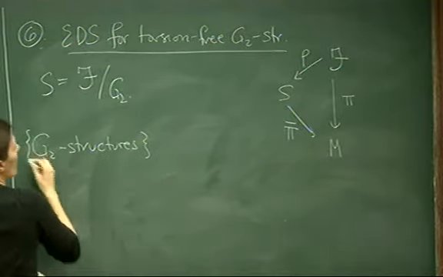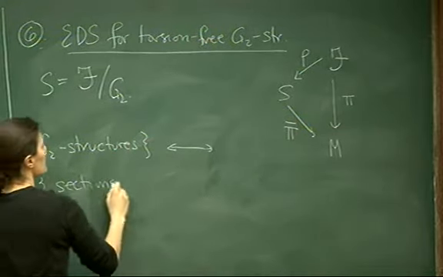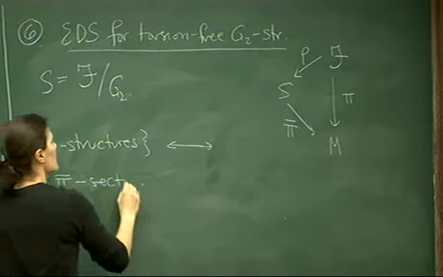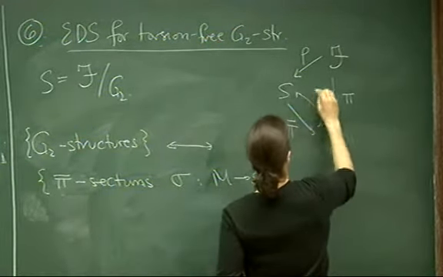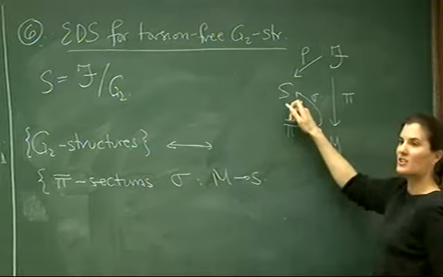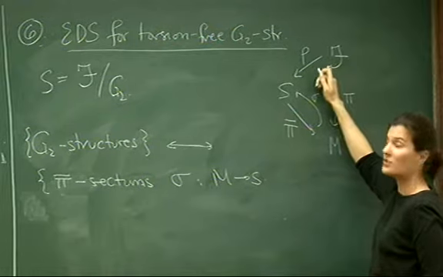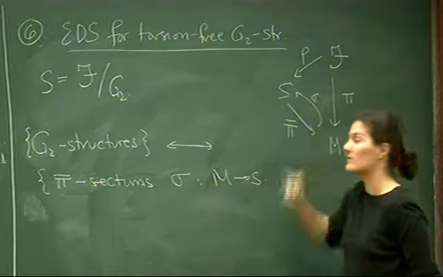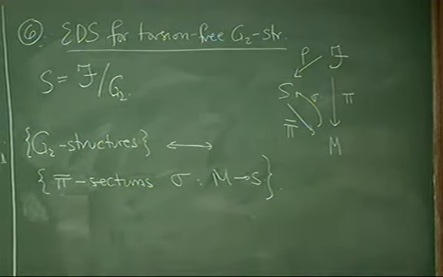So notice that any G2 structures are in one-to-one correspondence with global sections, pi bar sections, sigma from M up to S. If I have such a section, I just pull it back up to the frame bundle and there's my G2 structure. Conversely, if I have a G2 structure and I quotient out by G2, I'm left with just a section over M.